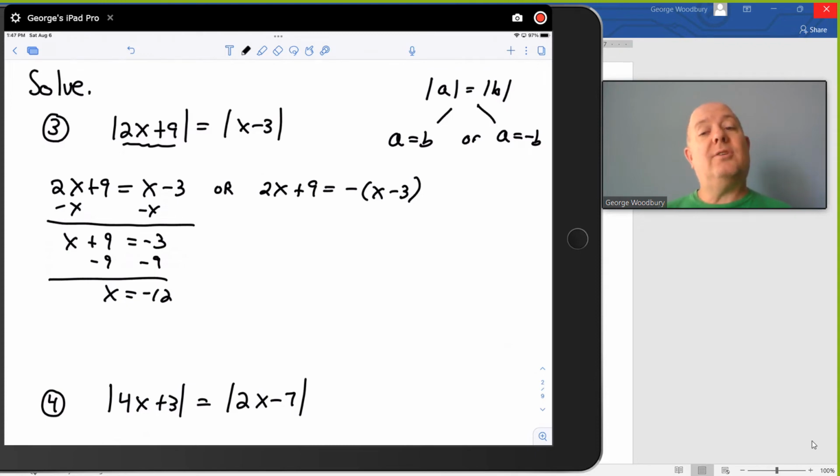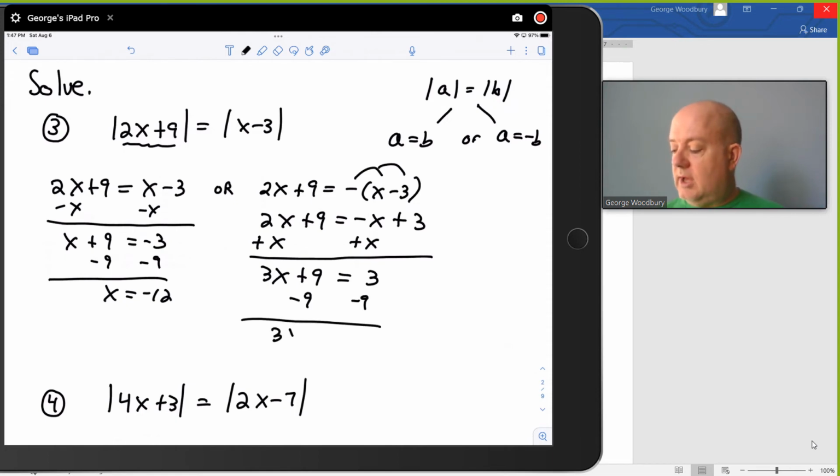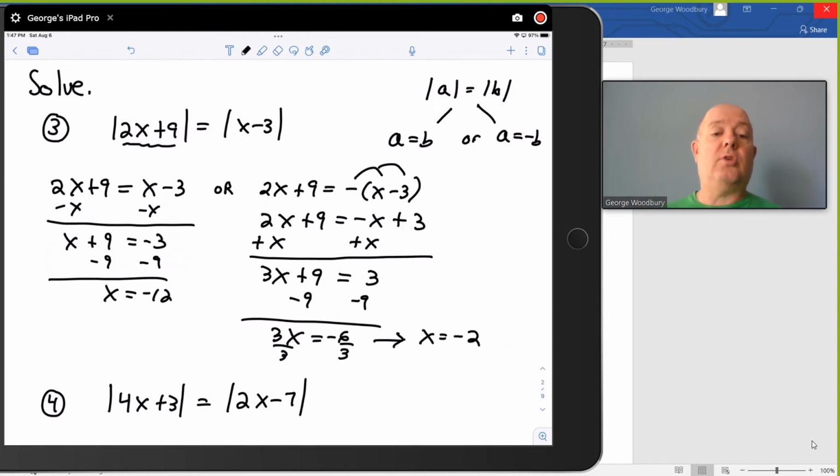For the other one, we've got to distribute that negative sign through the parentheses. To take its opposite, it's like multiplying it by negative 1. So distribute the negative 1 through the parentheses, and we have 2x plus 9 equals negative x plus 3. To get all the variables to the left, this time we have to add x to both sides. 3x plus 9 equals 3. Subtract 9, and we get 3x equals negative 6. Divide both sides by 3, and we get x equals negative 2. So our two solutions are negative 12 and negative 2.